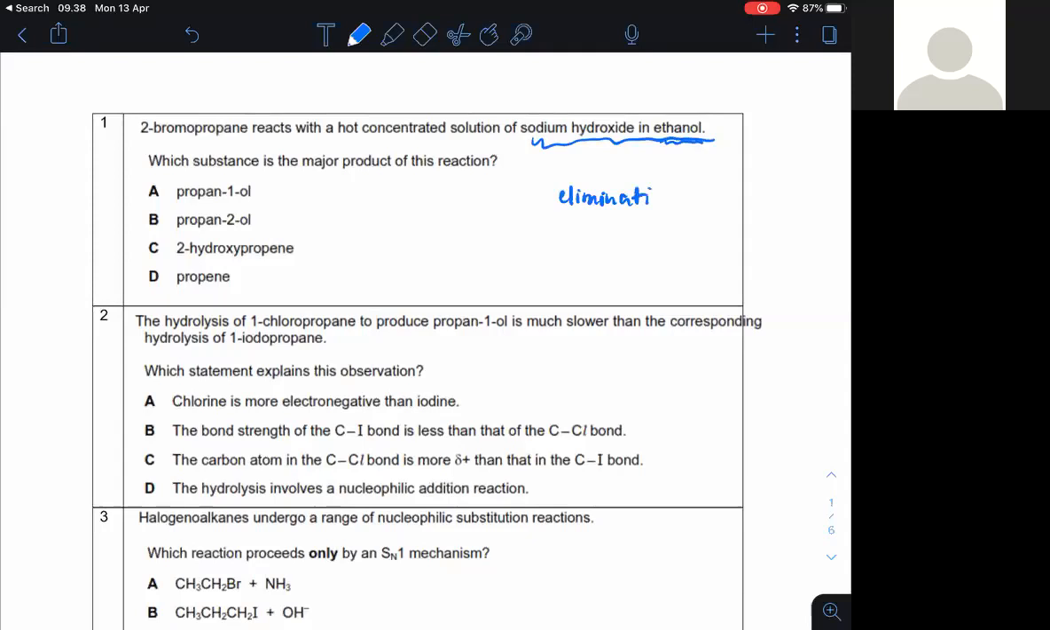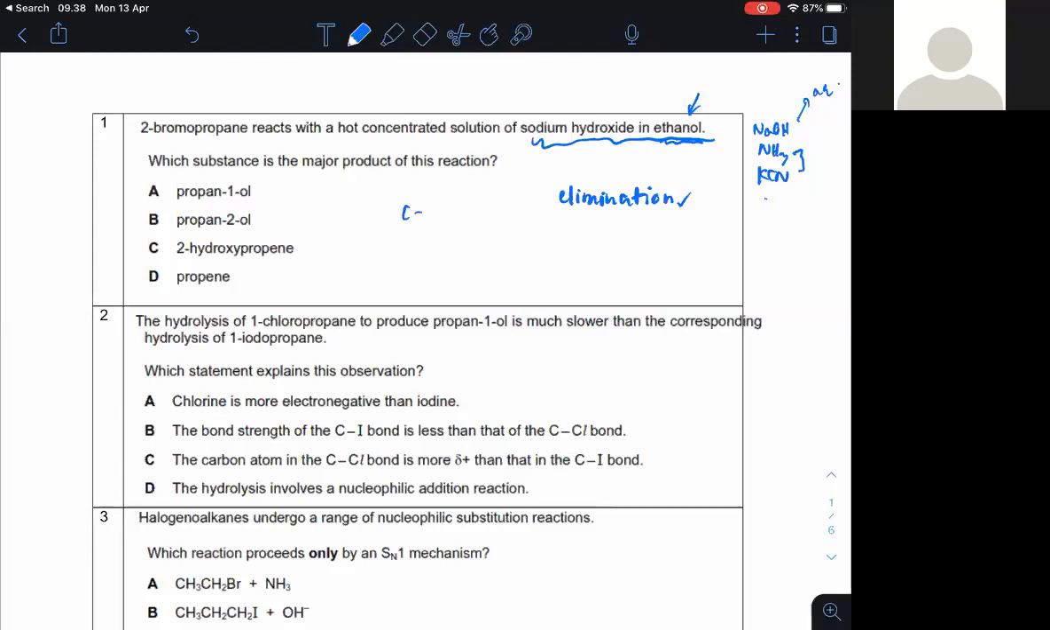So there are 3 substitution reactions. The first one is sodium hydroxide, then ammonia, then I think KCN. The ammonia and KCN must be in ethanol, and the sodium hydroxide must be in aqueous. After that, we learned about elimination, where sodium hydroxide in ethanol condition gives an elimination reaction. It means you are going to remove the Br.